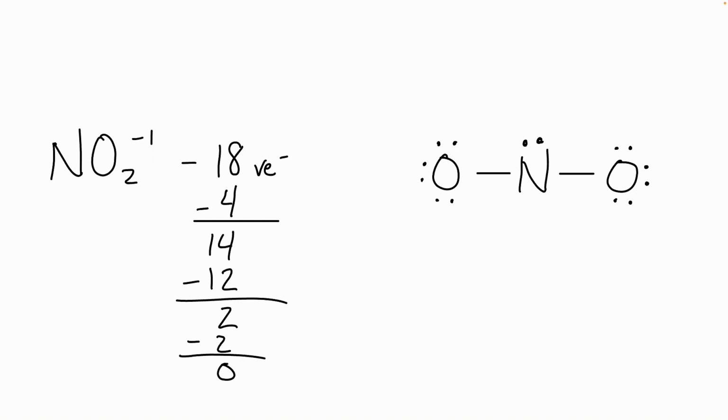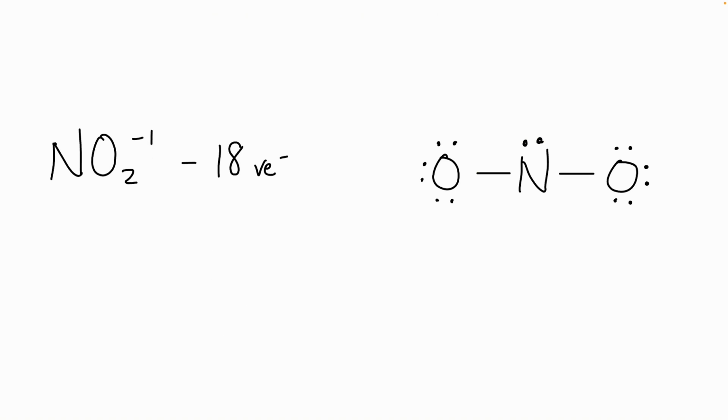So now I have to look at my structure and ask myself, are we done here? What's wrong with this structure? The nitrogen's not happy, right? The nitrogen does not have a complete octet in this structure. It only has 2, 4, 6 electrons. All right? But now we're left with this interesting problem. Let me clear some space here.